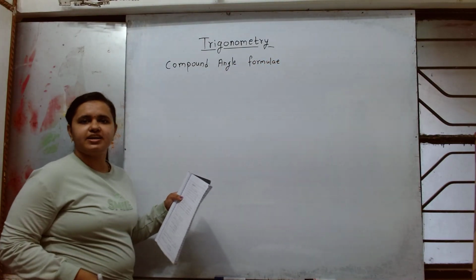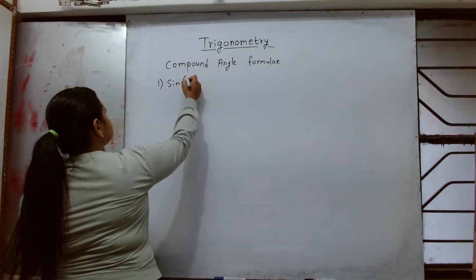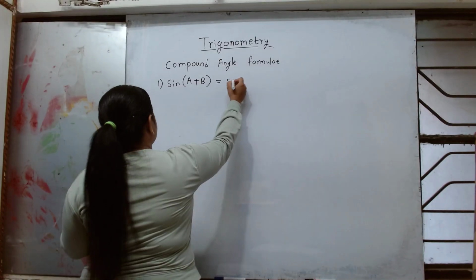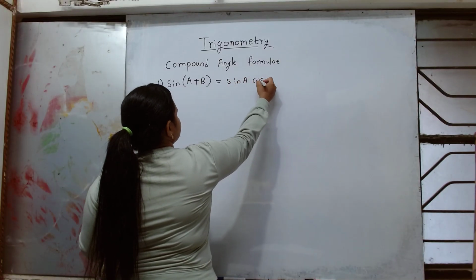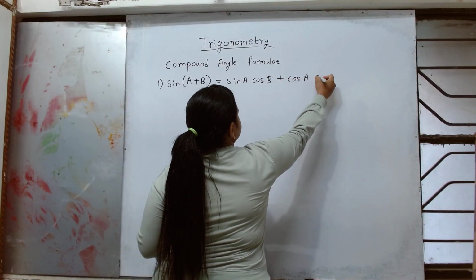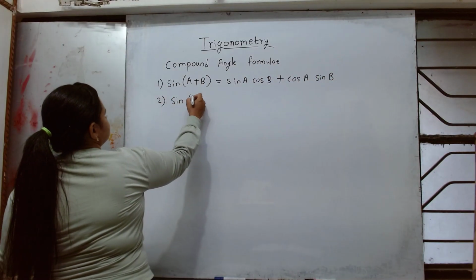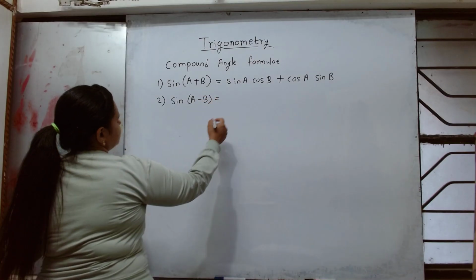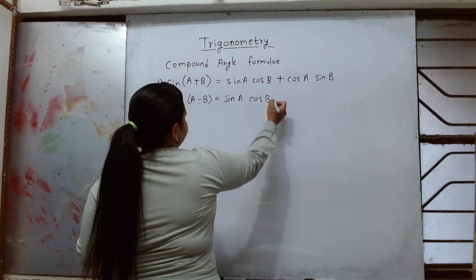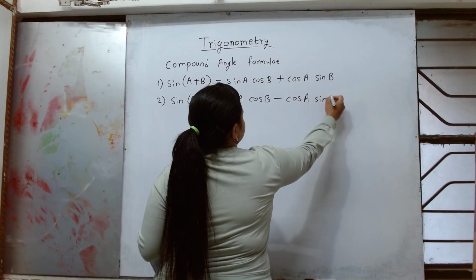First we will write the compound angle formulas. First one is sin of a plus b equals sin a cos b plus cos a sin b. Second one is sin of a minus b equals sin a cos b minus cos a sin b.